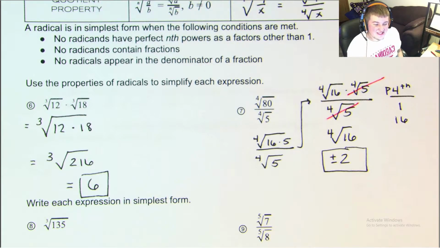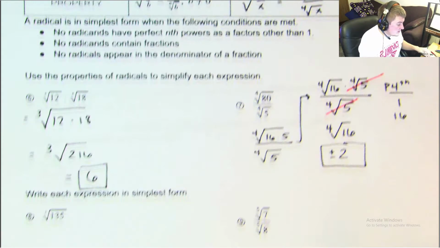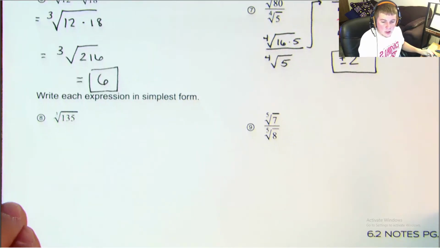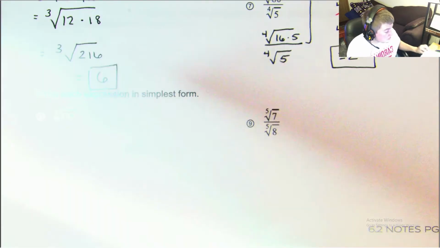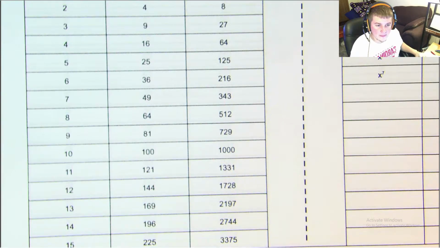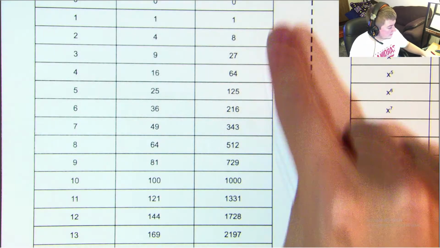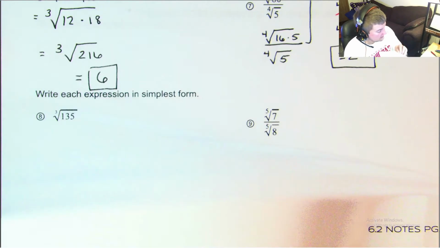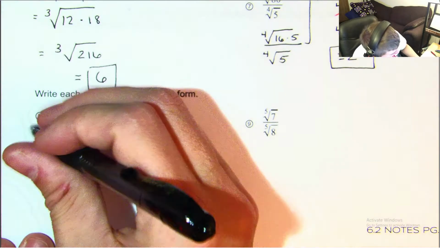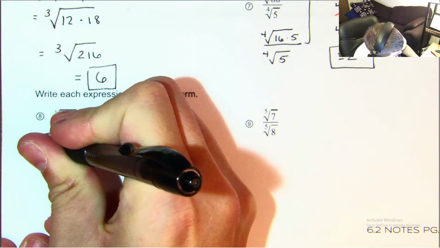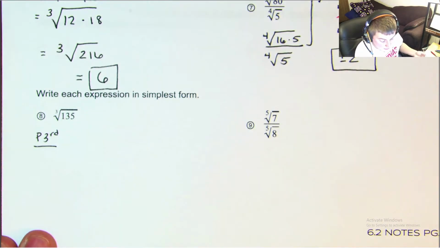Okay. So 6 and 7 were kind of nice because they simplified into nice, neat numbers. 8 and 9 are not going to work out so nicely for us. So what we want to do is take a look at the cube root of 135. The first thing we should do is check whether that's a perfect cube or not. And 135 doesn't look like it is. So we want to start checking some of our perfect third roots, or our perfect cubes.